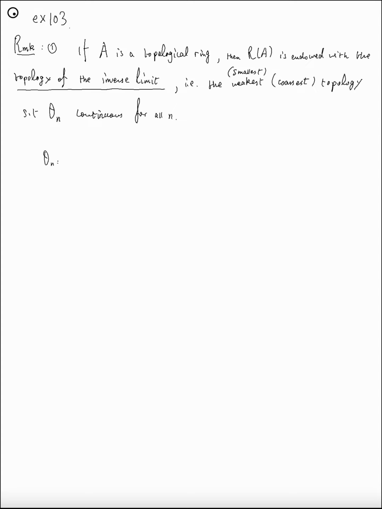Recall what is this? This is R of A, or a quotient. There is a projection anyway. So then you map it to A. You have a tuple of elements. You project it onto the nth item. And this topology of the inverse limit is the smallest one, the weakest topology, to make this projection continuous.